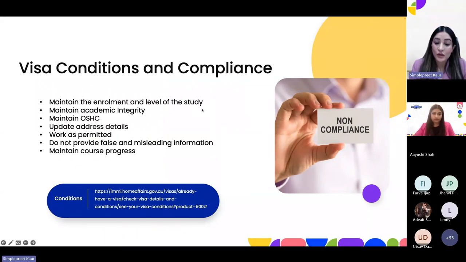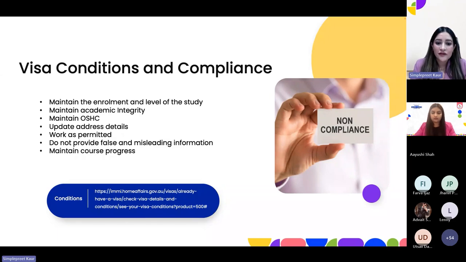Okay, so to navigate your student visa process effectively and make the most of your education opportunities in Australia, once your student visa has been granted, you are required to comply with the student visa conditions. Here I would like to give you some examples of these particular conditions. The first one is to maintain your enrollment and level of study.